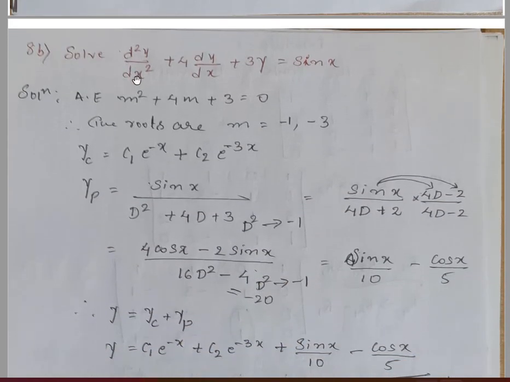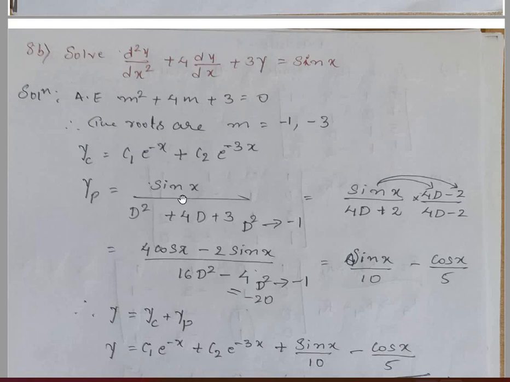Moving on to question number 8b. Solve d square y by dx square plus 4 dy by dx plus 3y equal to sin x. It is of type 2, trigonometric function. So find the auxiliary equation and find the roots of the auxiliary equation. I got the roots of the equation as minus 1, minus 3. So yc is equal to c1 e power minus x plus c2 e power minus 3x.